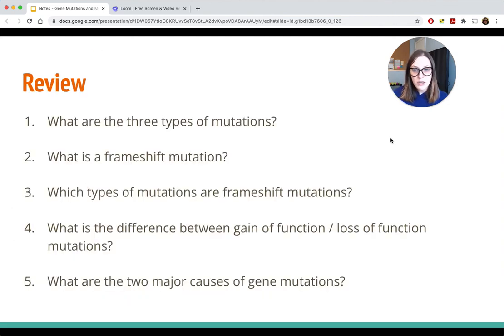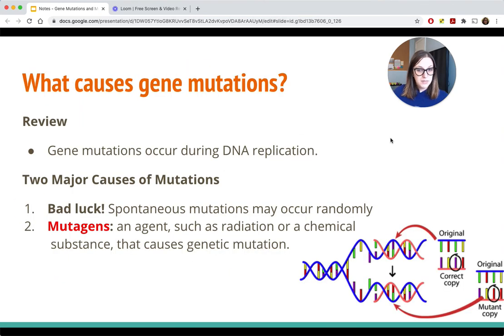All right, review questions. What are the 3 major types of mutations? What is a frameshift mutation? What are the 2 types? And what is the difference between a gain of function or loss of function? And what are the 2 major causes of gene mutations, which we talked about right here? Bad luck or mutagens? Let me know if you have questions.